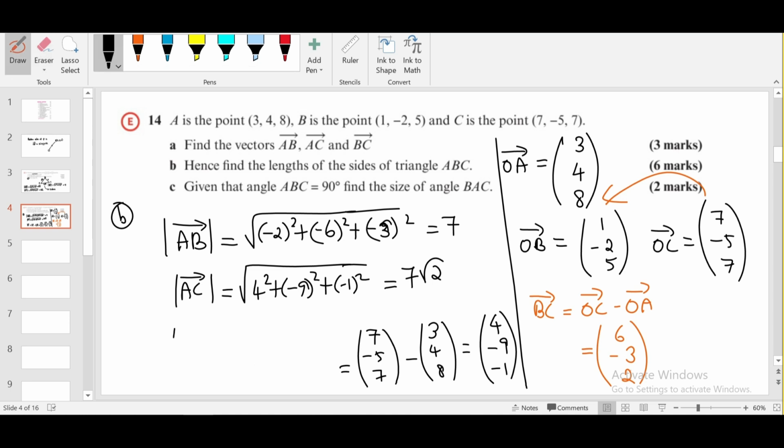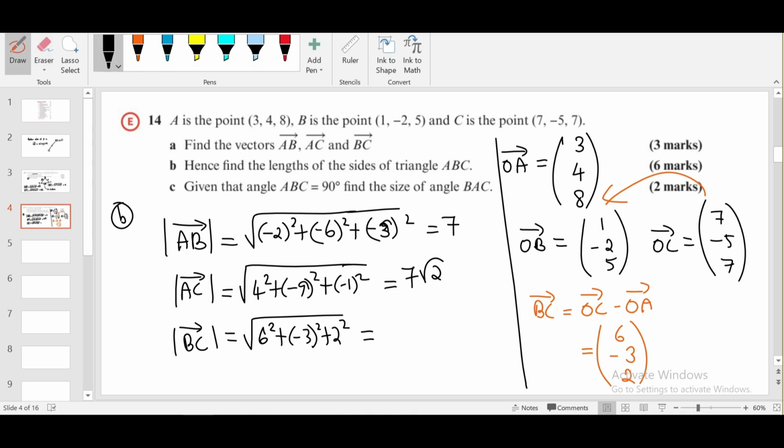And then find the modulus of the BC vector also. 6 square plus minus 3 square plus 2 square. So you will get 36, 40, 49, which is 7. Copy that first. Now we got the length of all the three sides.